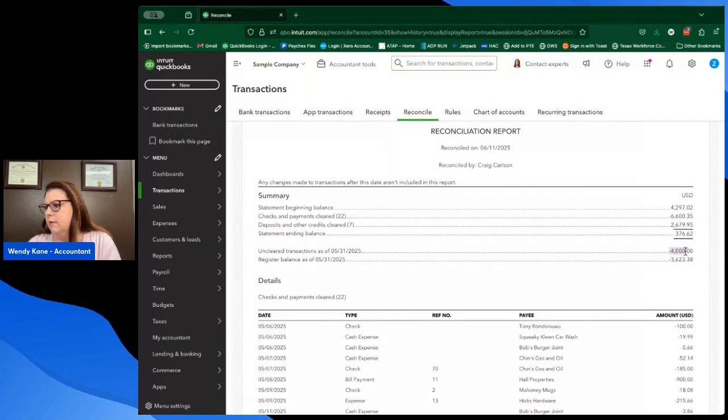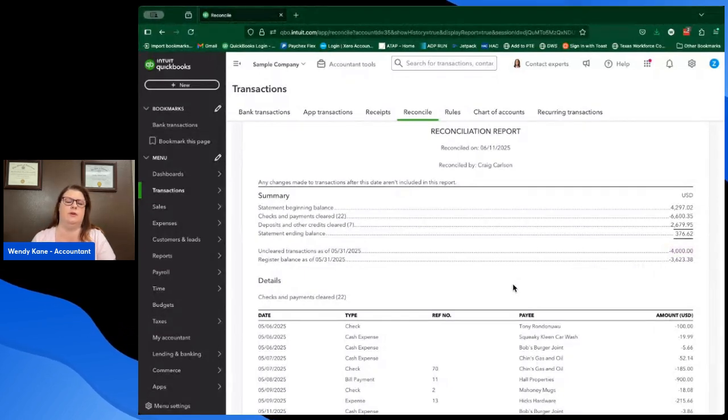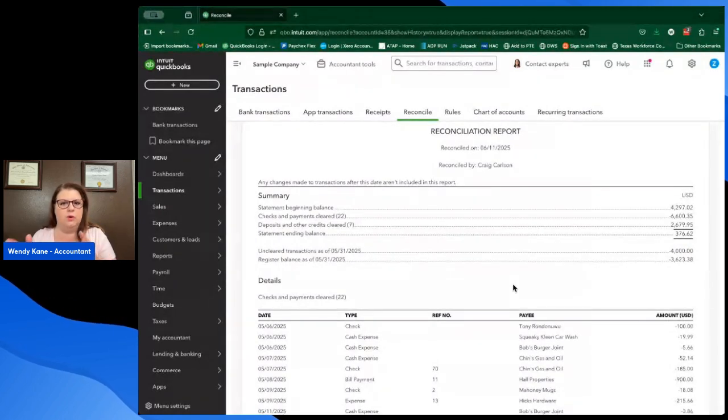Okay, look at this amount. Uncleared transactions, $4,000. Well, that's interesting. What's an uncleared transaction? An uncleared transaction is a transaction that is in QuickBooks but was not on the bank statement.